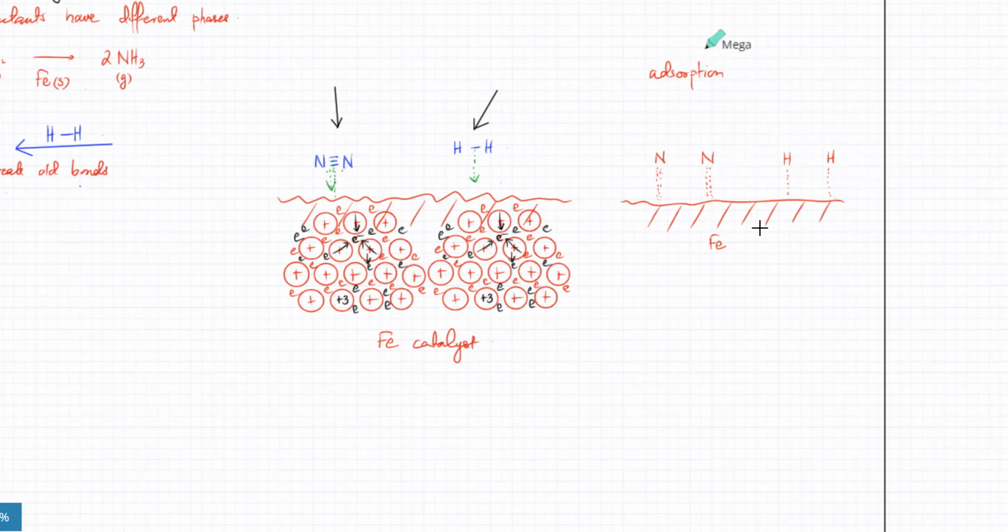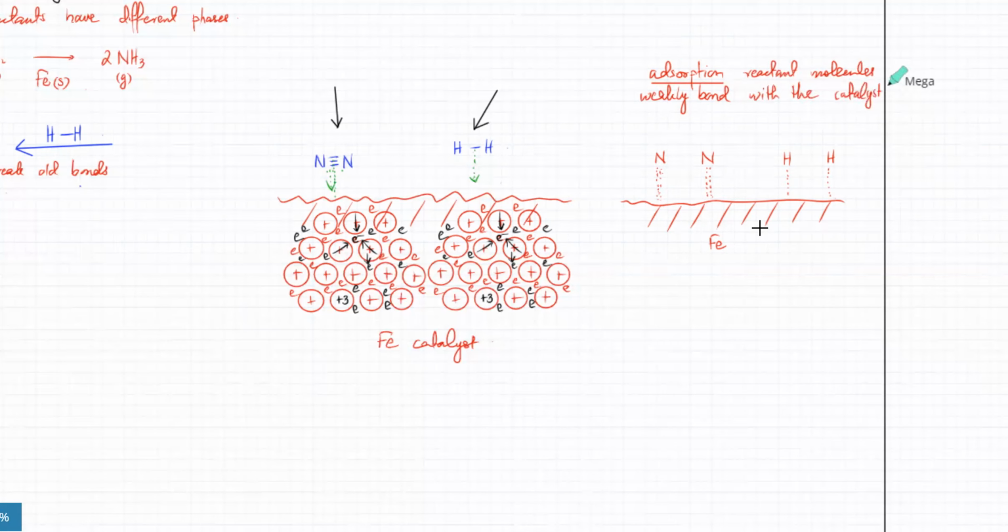So that's known as adsorption. Let's explain it: the reactant molecules weakly bond with the catalyst. If it had been a non-metal, the non-metal would have taken those electrons and made very, very strong bonds. So transition metals have the right attractive force, which is a weak force. So they weakly bond with the catalyst, which weakens their old bonds.